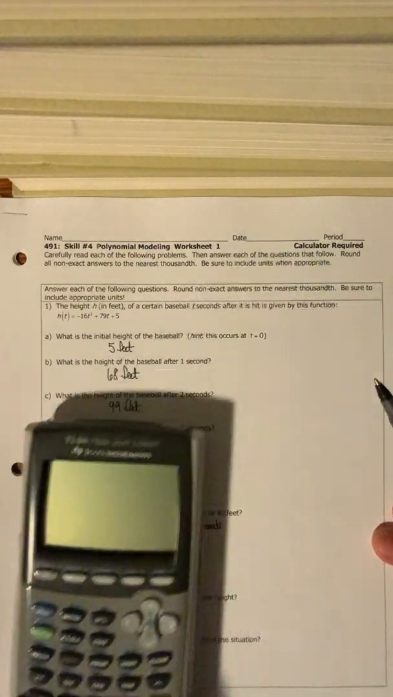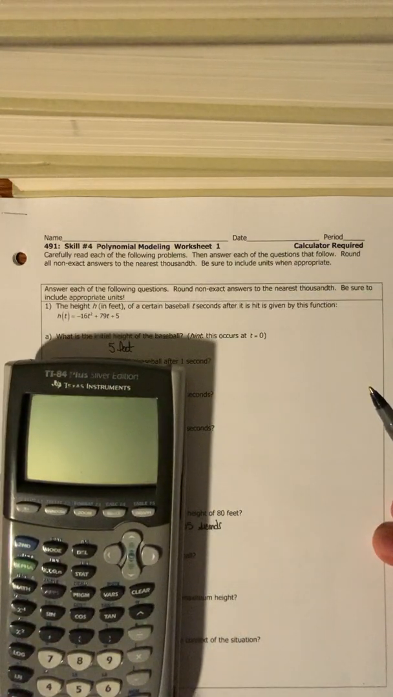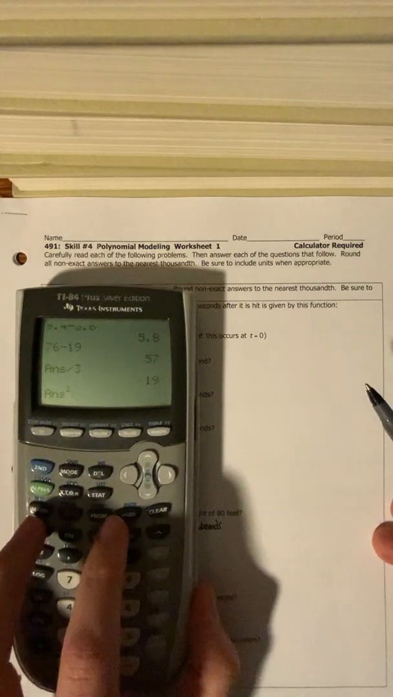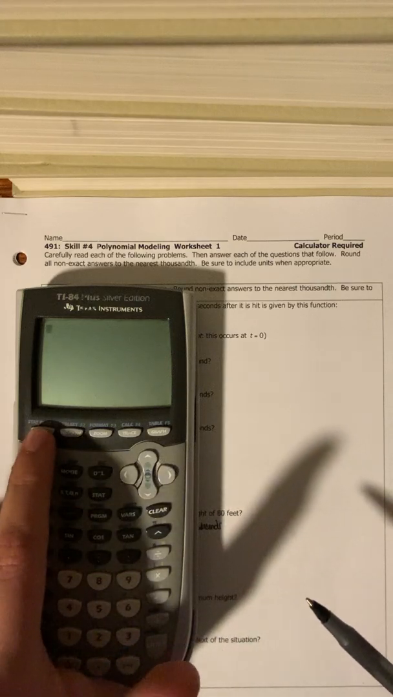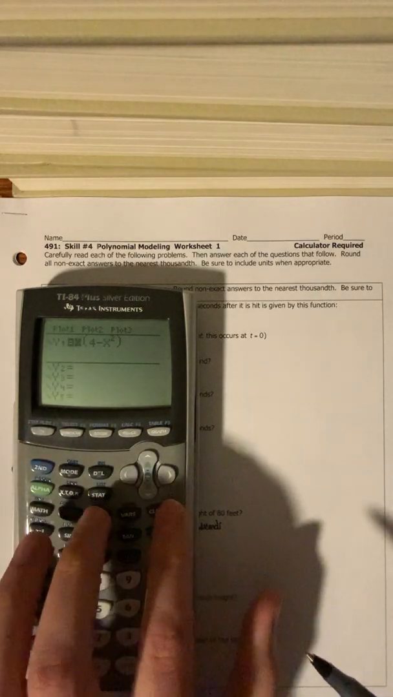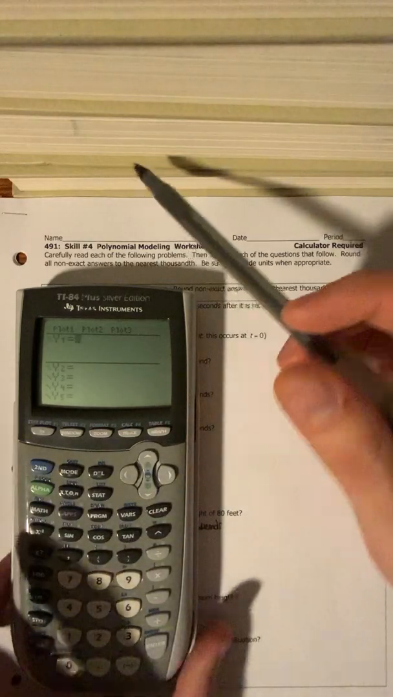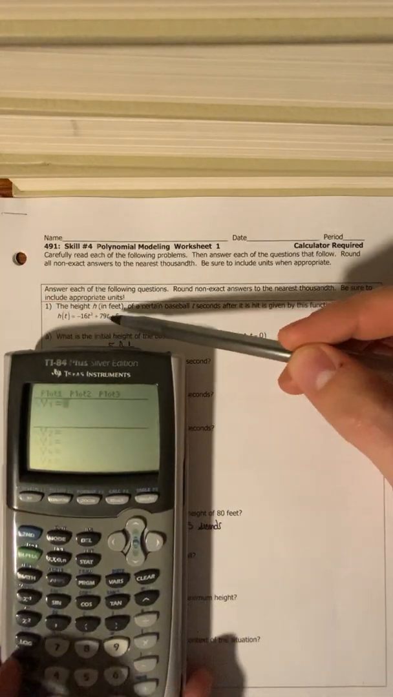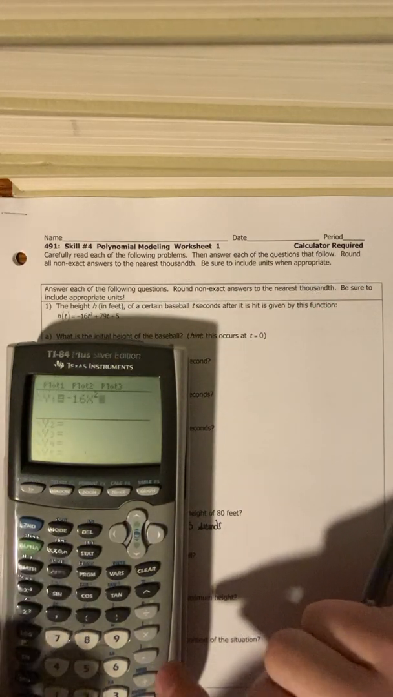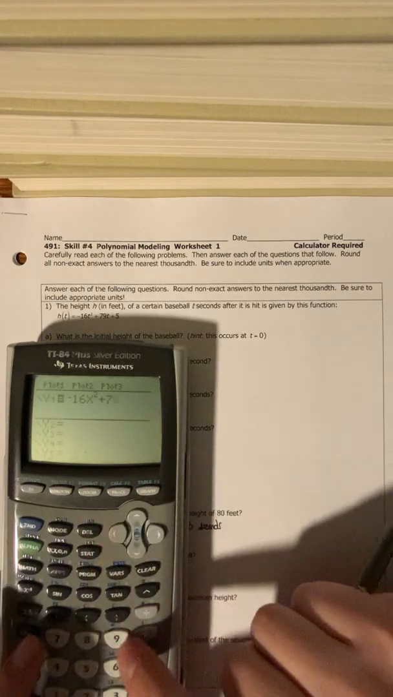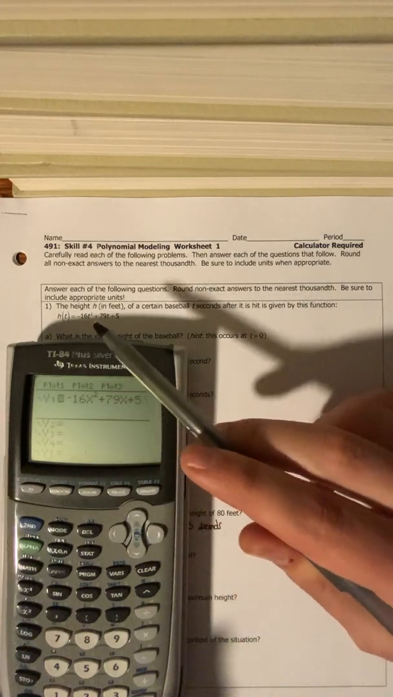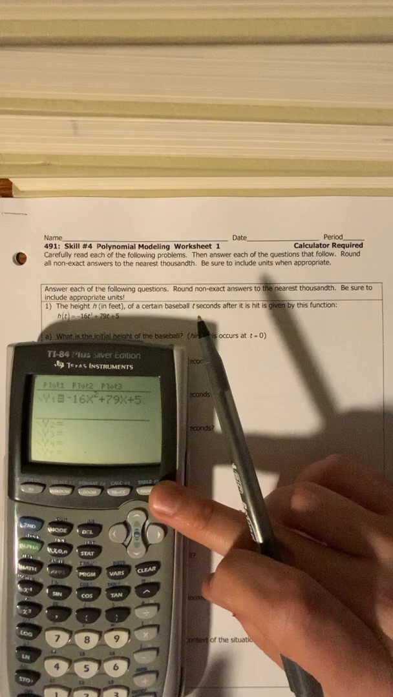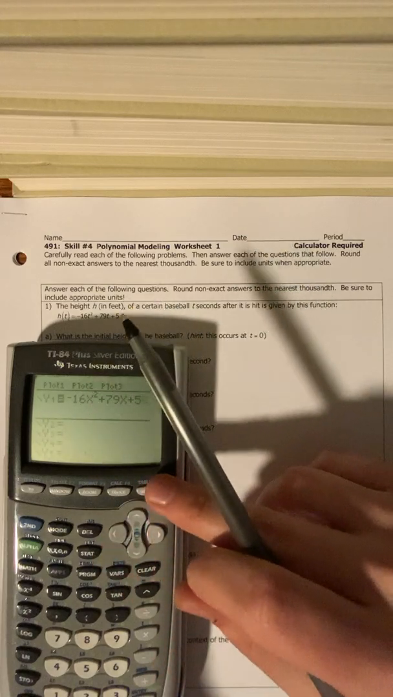You crack open the TI-84. Let's try to get in the light here. All right, so what we can do, let's clear this out and enter the y equals functionality up here. Clear anything that might be in there. And what we're going to do is type in the problem itself there. So it's negative 16x squared plus 79x plus 5. All right, there we go. It's in there. Notice I replaced the t's with x's just because that's how the calculator takes inputs.